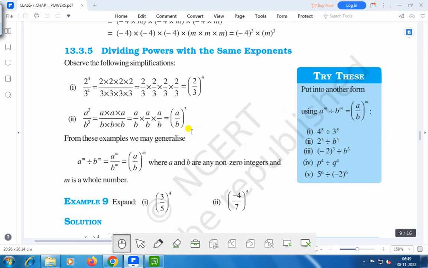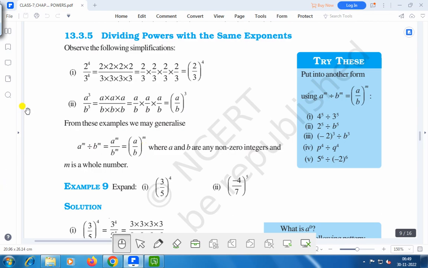Dividing powers with the same exponent. So 2 to the 4 and 3 to the power 4. That is, 2 into 2 into 2 into 2 and 3 into 3 into 3 into 3. That is 2 by 3 into 2 by 3 into 2 by 3 into 2 by 3. That is (2 by 3) to the power 4. Right? Now, if both the numerator and denominator have the same exponent, then we can write (2 by 3) to the power 4.